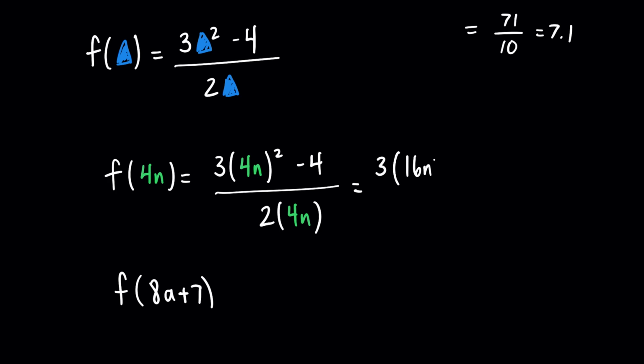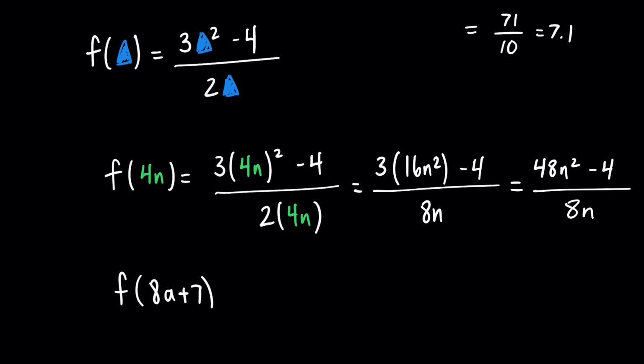So this is just going to be 16n squared minus 4 over, let's see, 2 times 4n on the bottom there. That's just 8n. Okay, and let's just finish this up. So 3 times 16n squared is 48n squared minus 4 over 8n. Some teachers will have you simplify this. If you look closely, each of these numbers is even, so you can divide by 2.